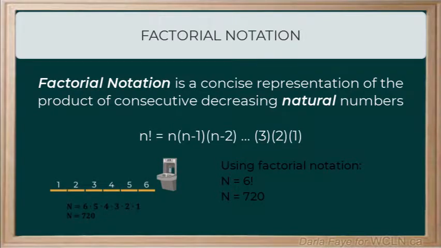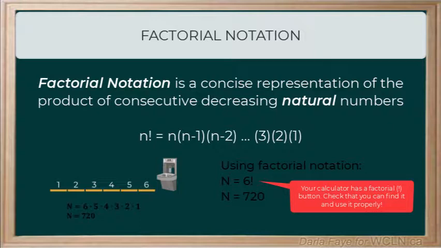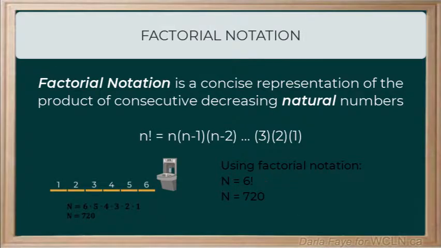Instead of writing out all of these factors, now I can recognize that I just need to write down 6 factorial. To calculate that, I can use my calculator. Our calculators have a factorial button. So I'd like you to pause here, see if you can find your factorial button, and double check. Type in 6 factorial. Make sure that it's equal to 720.